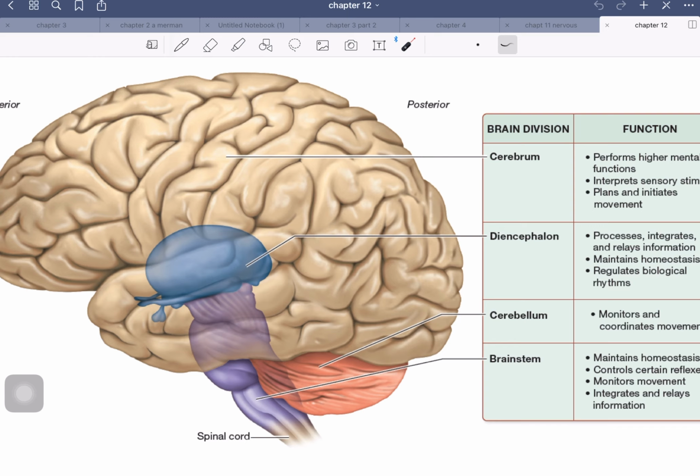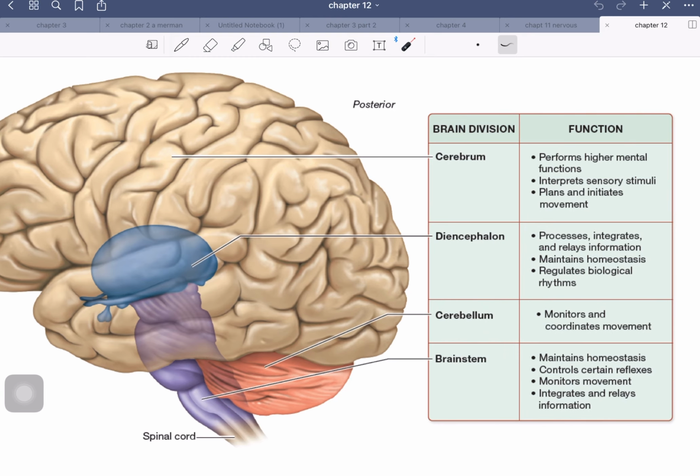And then as we look at other major parts of the brain, we can see the cerebellum. And the cerebellum is down here, this area right here. Now it's partially obscured by some of the overhanging cerebrum. And it actually has two parts. We're going to see the cerebellum has two hemispheres. And what does it do? It monitors and coordinates motion. Now we'll come back and, of course, get more detailed about that.